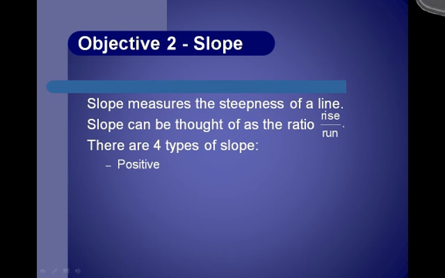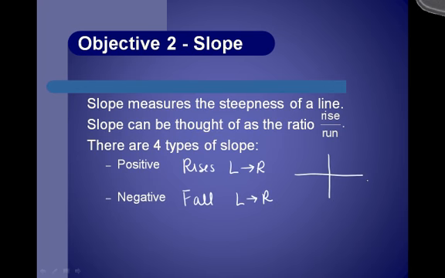Objective 2 is slope. Slope measures the steepness of a line. Slope can be thought of as the ratio rise over run, but slope is basically just how steep the line is. There are 4 types of slope. Positive slope means that the line rises as it goes from left to right. Negative slope means the line falls or goes down as it goes from left to right.